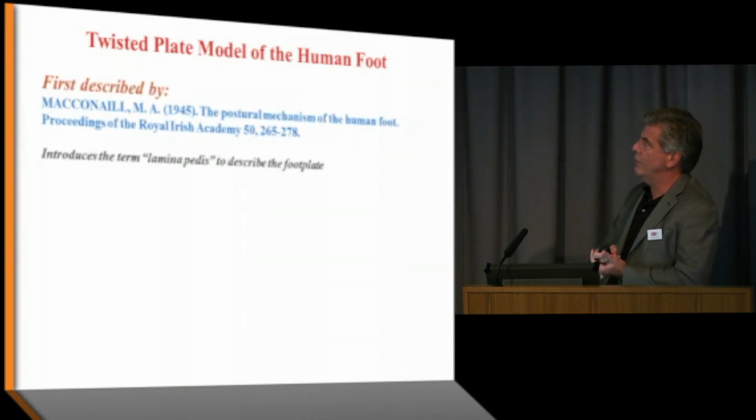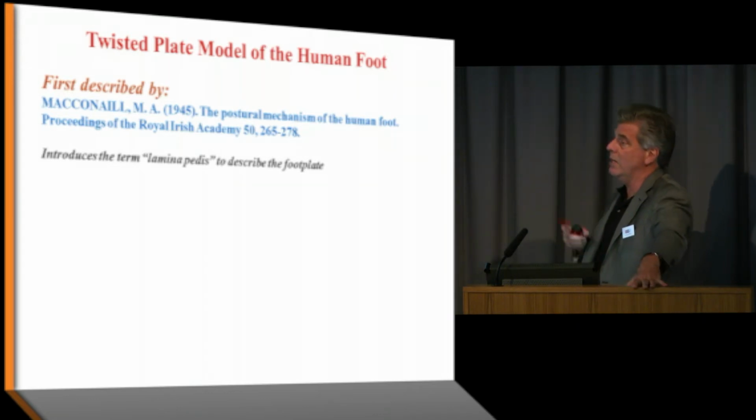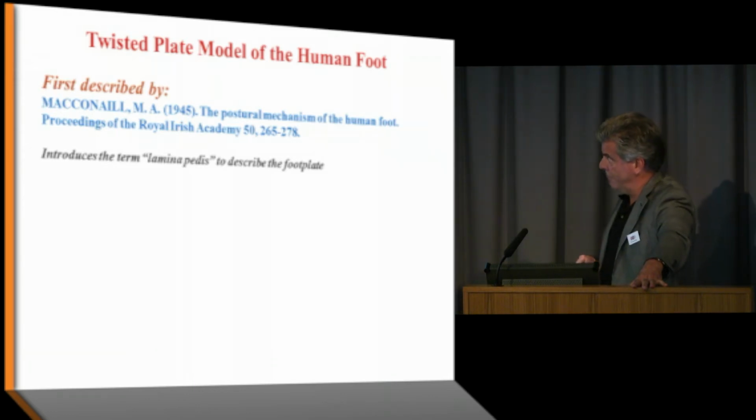So who described the twisted plate? It was first described by McConnell. And Serafian in that article didn't mention McConnell, but I got Serafian's textbook, and especially his newest version, and he gives great credit to McConnell. He goes into great detail about what McConnell first said and how he described it. And so I was able to get the paper on microfilm, but it was published in 1945.